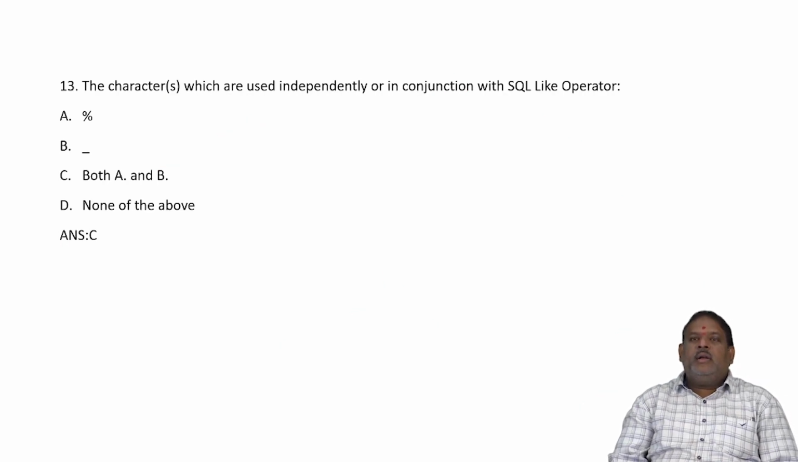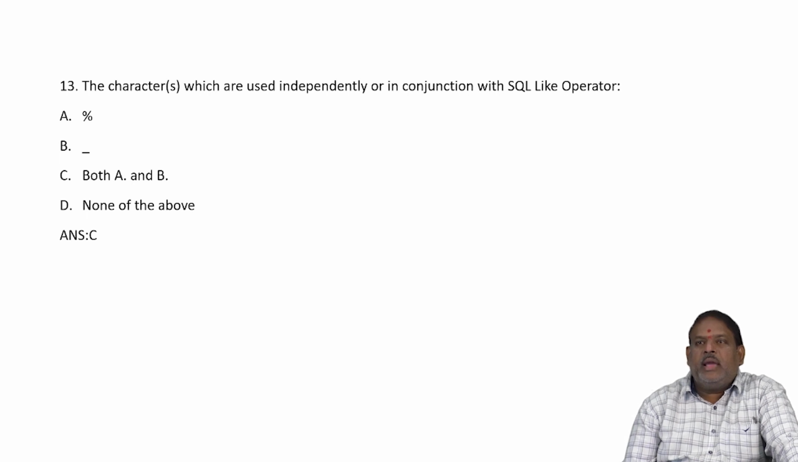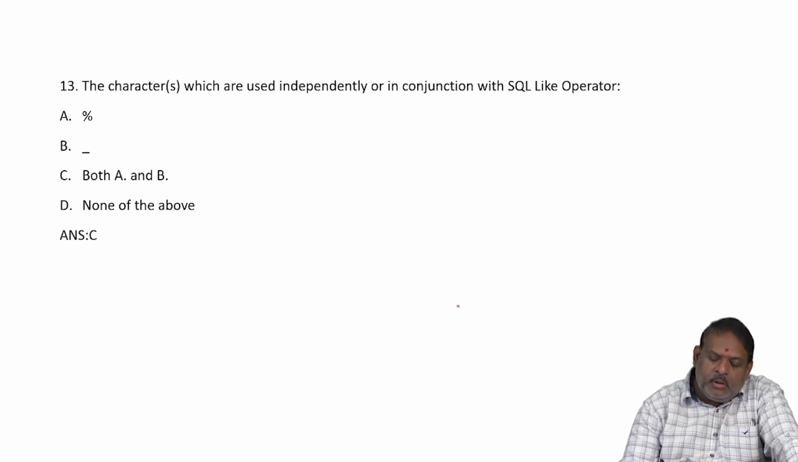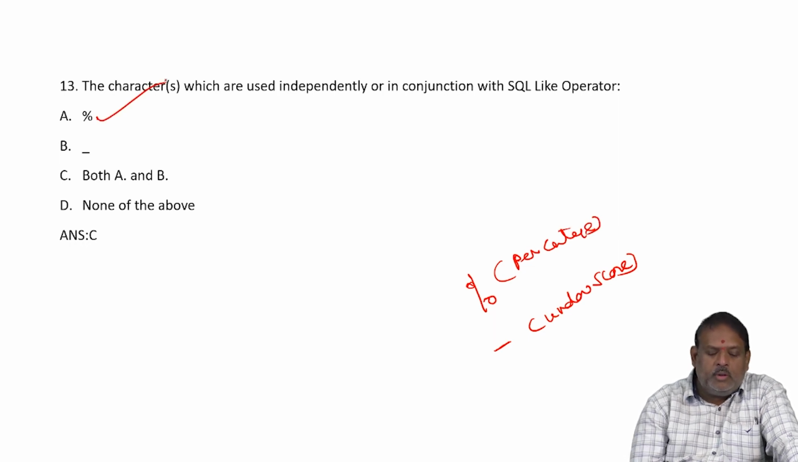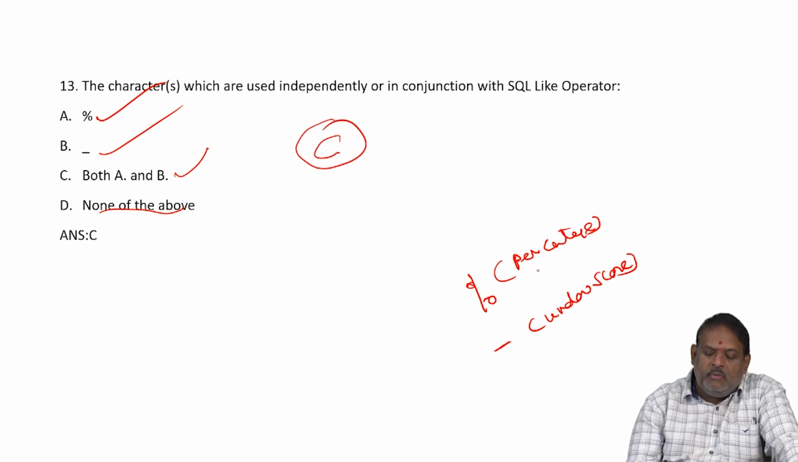Which characters are used independently or in conjunction with a LIKE operator? So we know that in the LIKE operator, the possible characters that can be used are percentage or underscore. So percentage can be used, underscore can be used. So both A and B are correct. None of the above. So answer is C, because in the LIKE operator we can use two symbols, that is percentage and underscore.